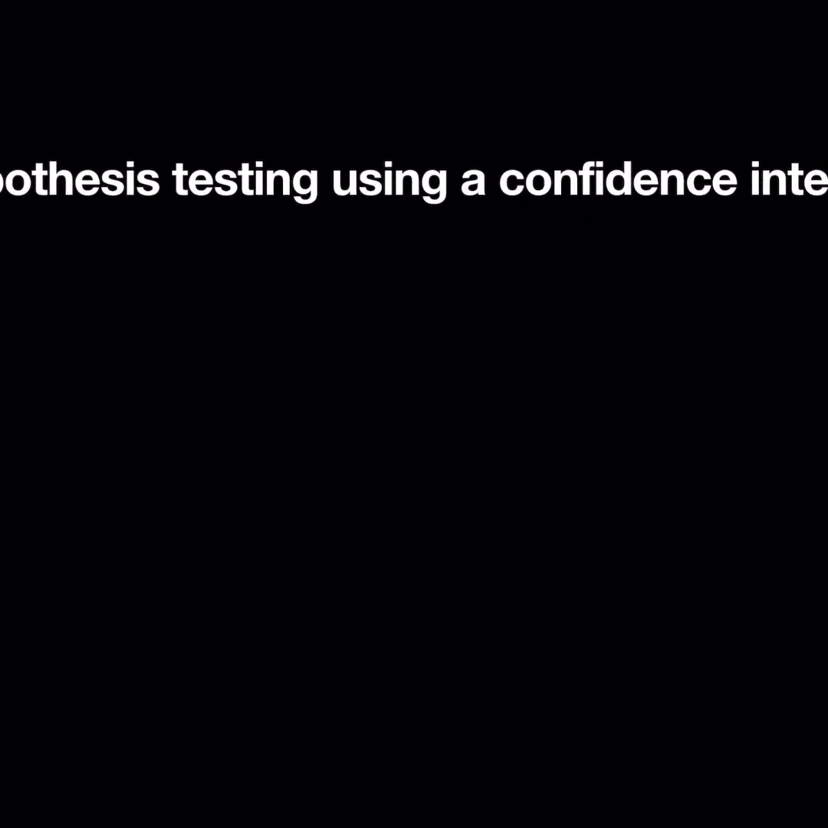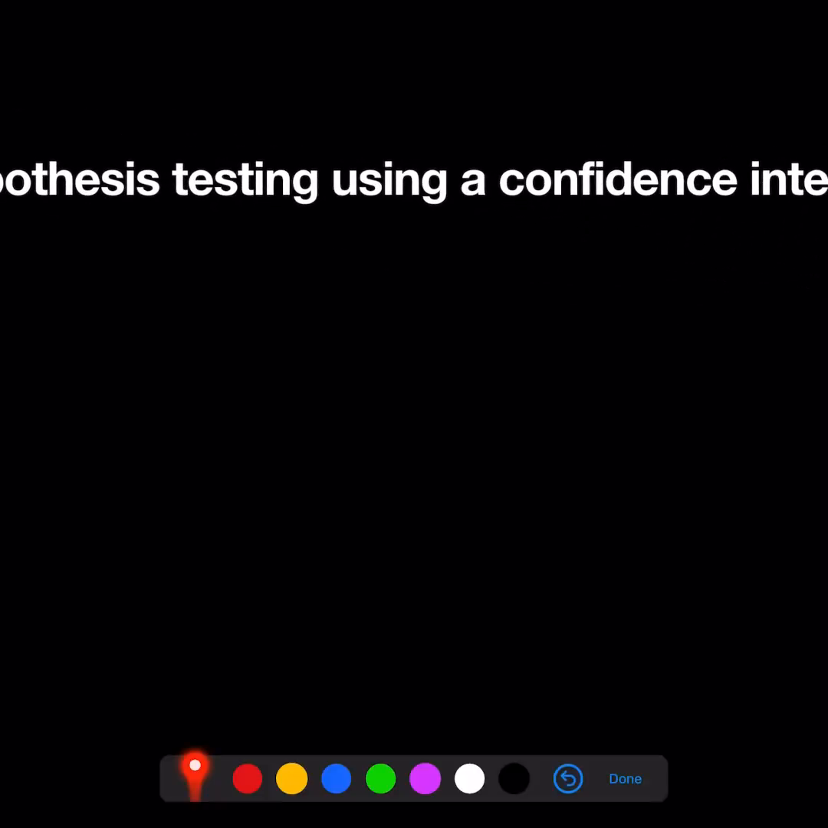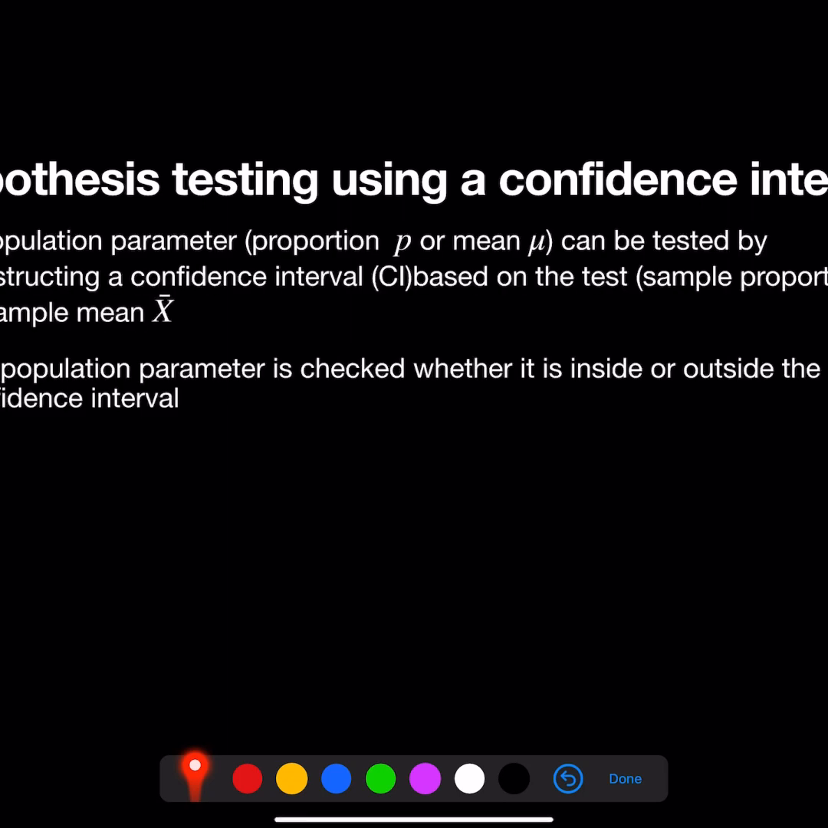The second method is hypothesis testing using a confidence interval, and you probably remember how to find a confidence interval for a proportion or for a mean of a population. And in our case, we're looking at both of those parameters. So a population parameter can be tested by constructing a confidence interval based on the test. So it's either for sample proportion or sample mean.